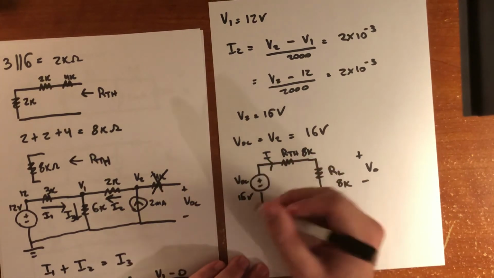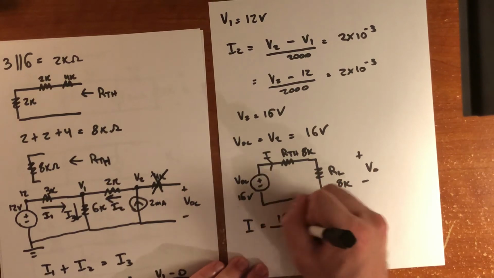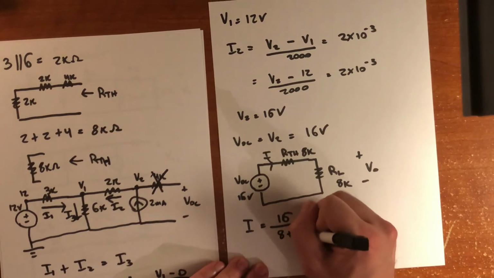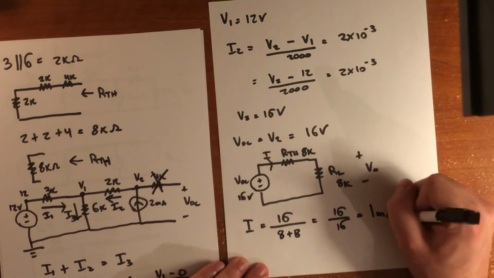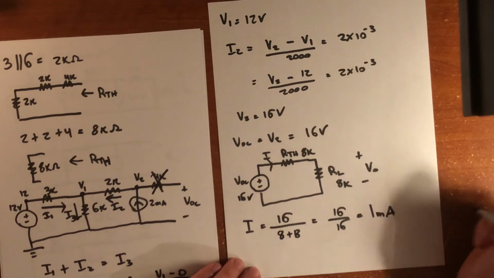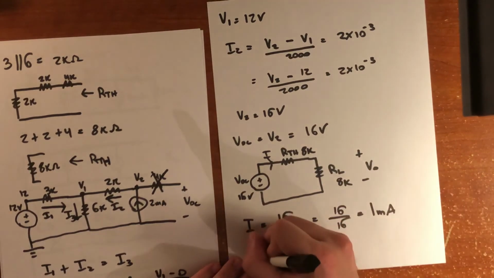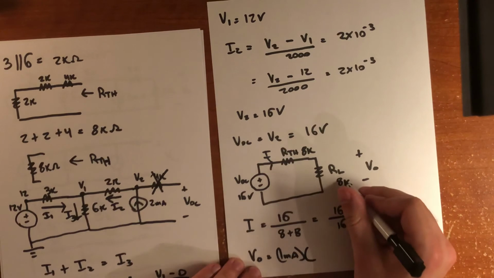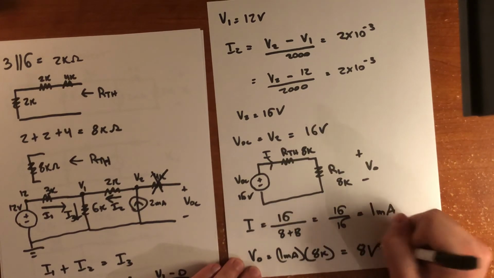So let's find the current. Well, the current is equal to the voltage divided by the total resistance. These are in series, so 8 plus 8 gives us 16. We have 16 over 16. The current becomes 1 milliamp. Well, if the current is 1 milliamp, then we can find the V0 voltage. So V0 equals the current going across, 1 milliamp, times the 8K resistor, and that gives us 8 volts.